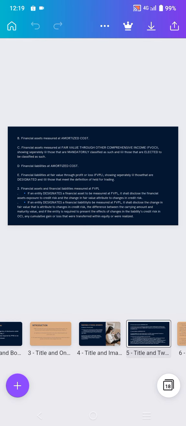D, financial liabilities at amortized cost. So, meron din po amortized cost sa financial liabilities. E, financial liabilities at fair value through profit or loss, showing separately those that are designated and those that meet the definition of held for trading. So, dito po sa financial liabilities, para sa fair value through profit and loss, kailangan po na yung measure po nila is designated at nami-meet po yung definition nila sa held for trading.